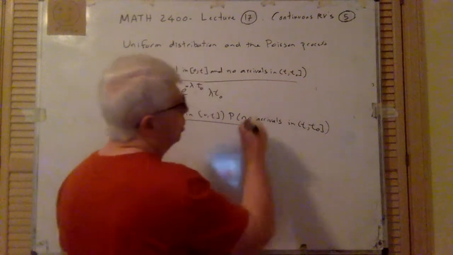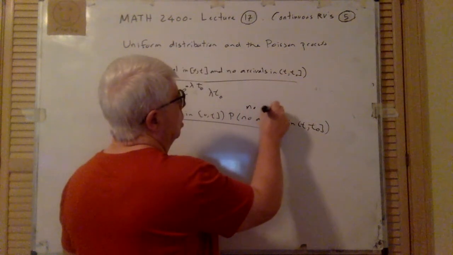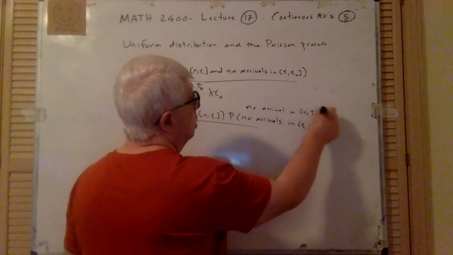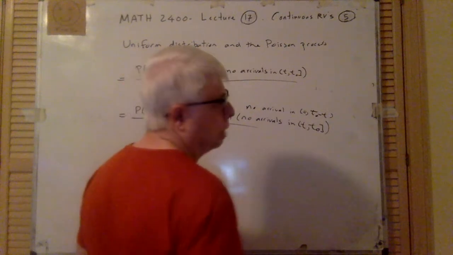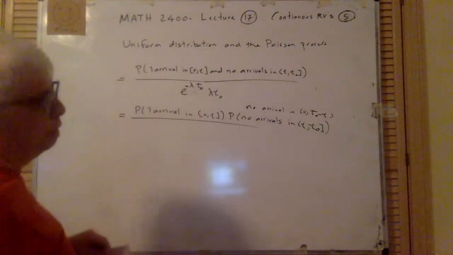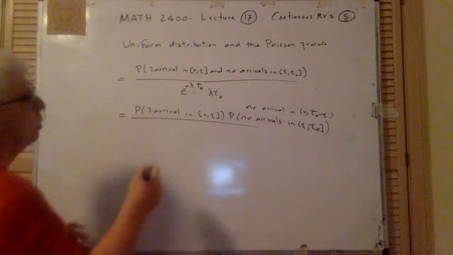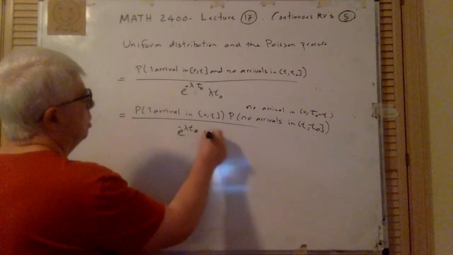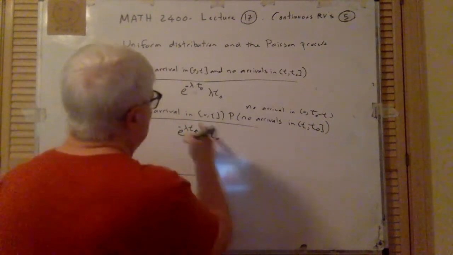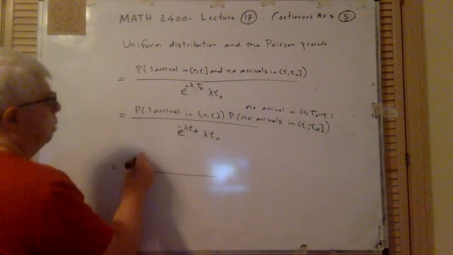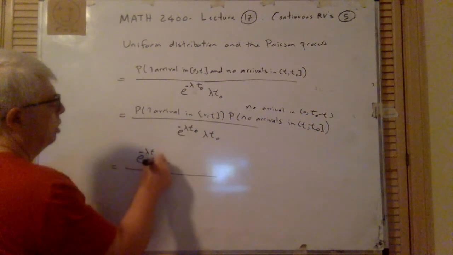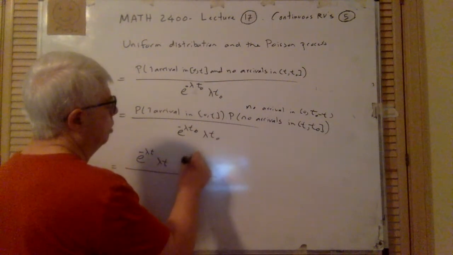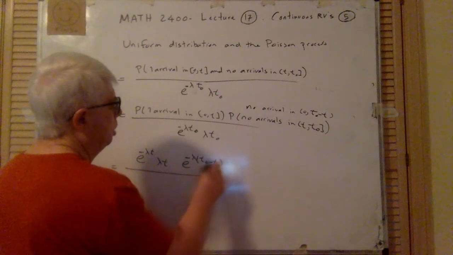Well, what is this? This is no arrival. I can say in 0 to t0 minus t, right? Remember, that's the same thing. It all depends on the length of that interval. So divided by e to power minus lambda t0 times lambda t0. One arrival in this time interval gives e to power minus lambda t times lambda t. The other one, no arrival, is simply e to power minus lambda times t0 minus t.